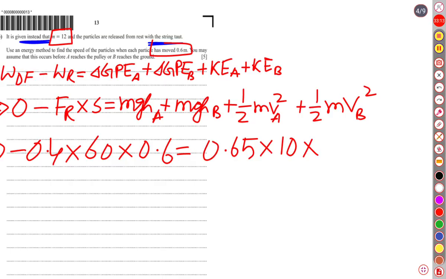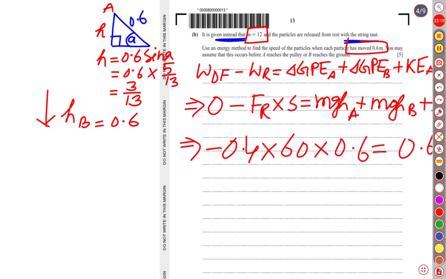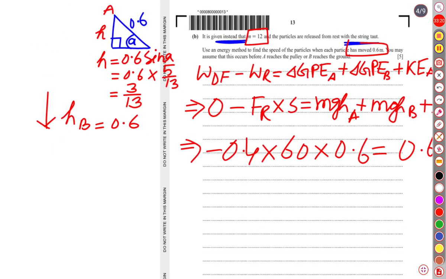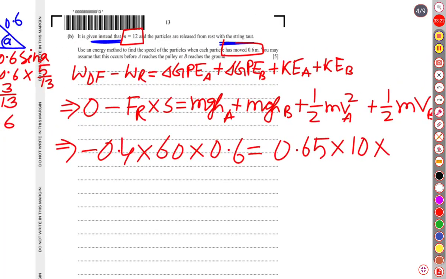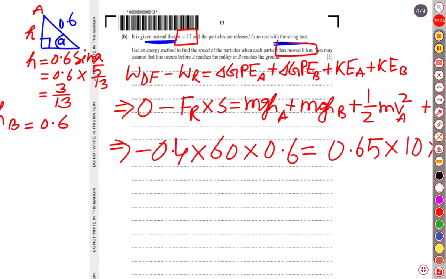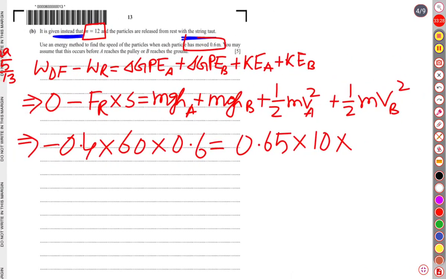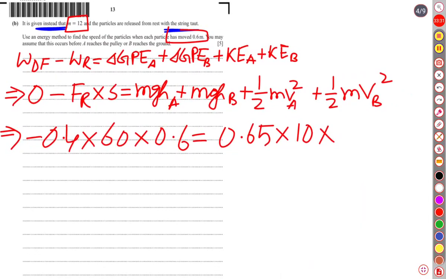0.65. So for particle A, we have found the height was 3 over 13, and it was moving up. Remember, B was sliding down, so A was sliding up. That's why its final height is more, and that's why it will be positive. It is 3 over 13.